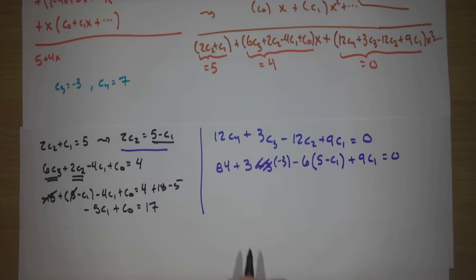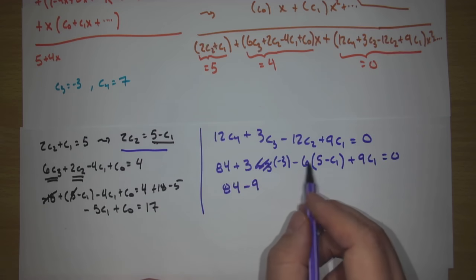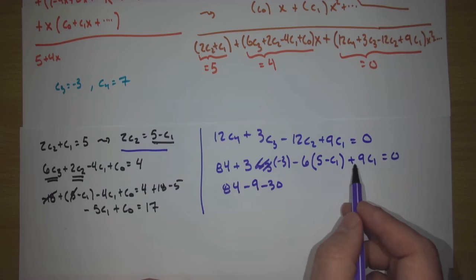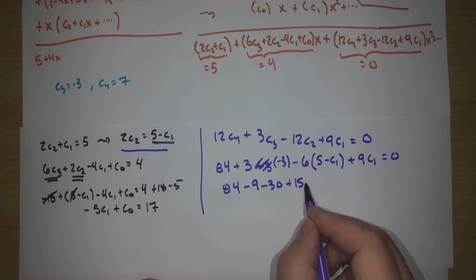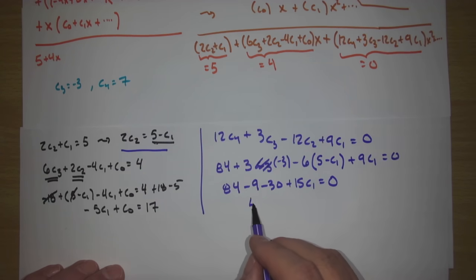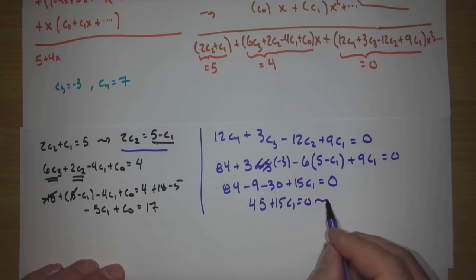All right. So what do we have now? We have 84 minus 9, 3 times negative 3, minus 30, then a plus 6c1, and a plus 9c1. So plus 15c1. Good news. That's our favorite kind of equation. One equation, one unknown. 84 subtract 9, 75. 75 subtract 30, 45. Plus 15c1 equals 0. So what does that say about c1?